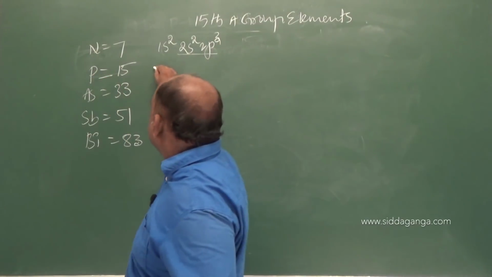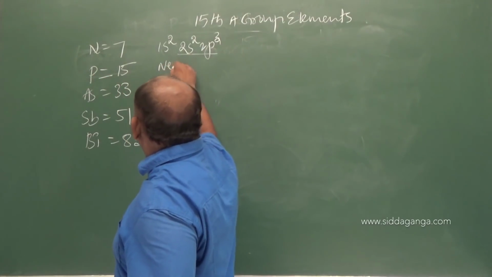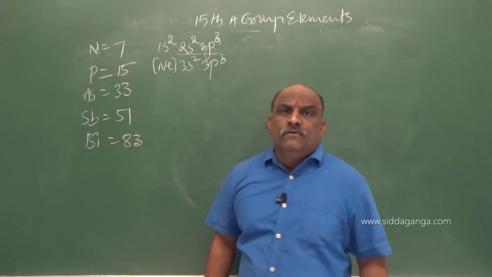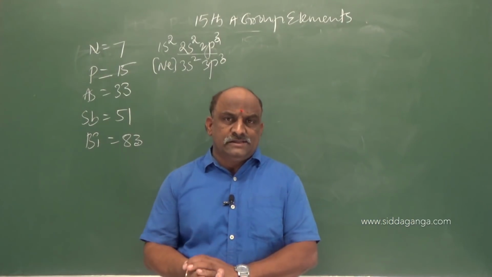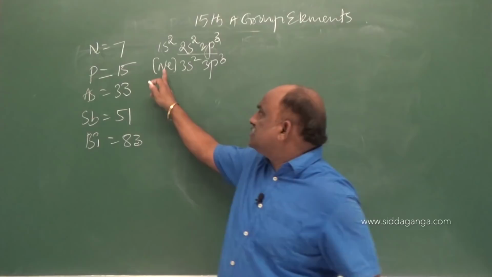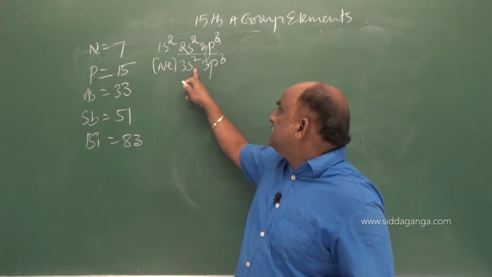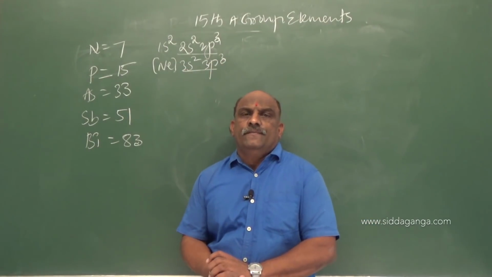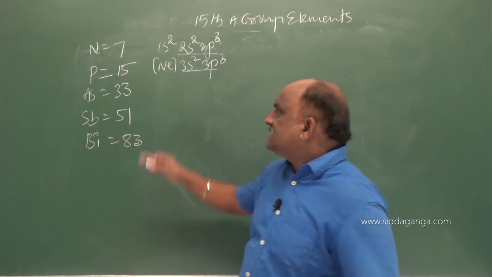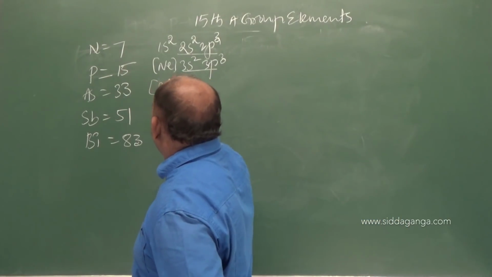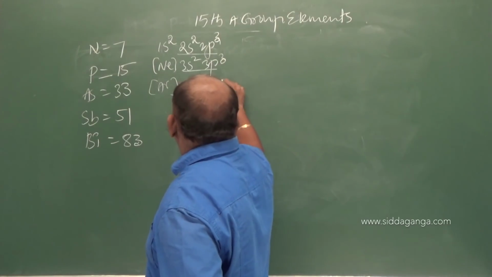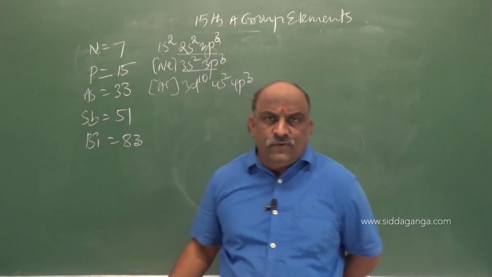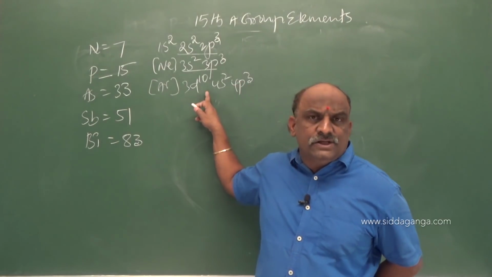Coming to phosphorus, it is neon 3s2, 3p3. We know that neon is a noble gas with the electronic configuration 1s2, 2s2, 2p6, followed by 3s2 and 3p3. So that is the electronic configuration of phosphorus. Next, arsenic is argon 3d10, 4s2, 4p3. Argon 3d10, 4s2, 4p3 is the electronic configuration of arsenic.